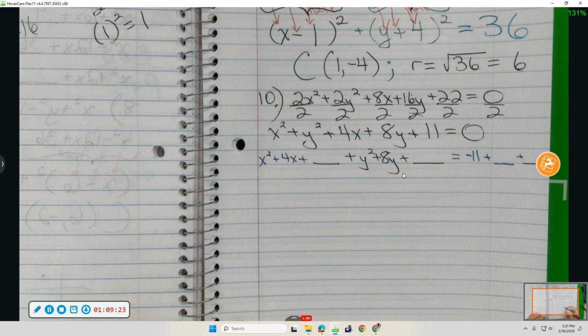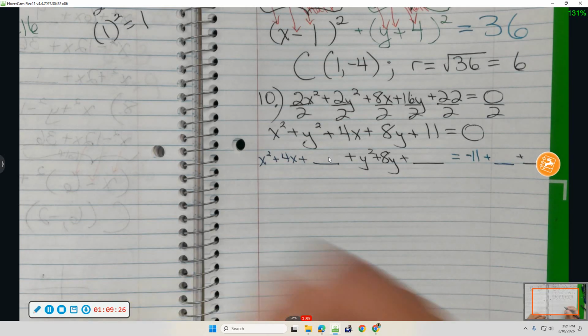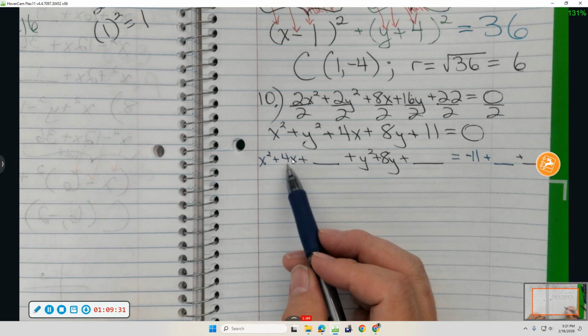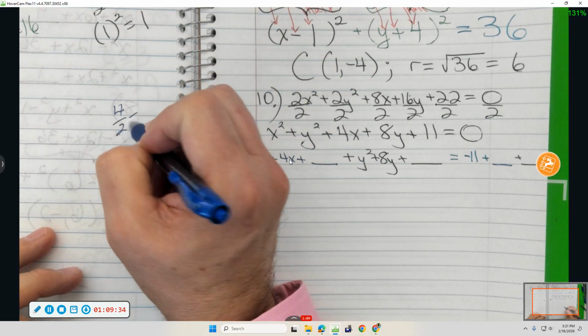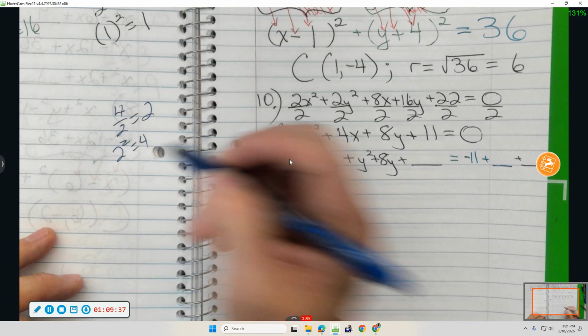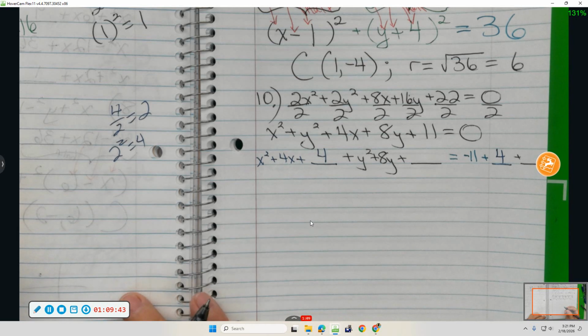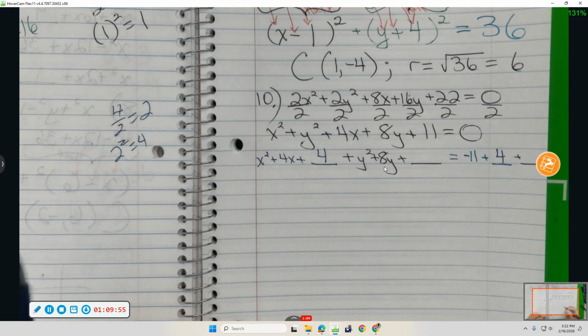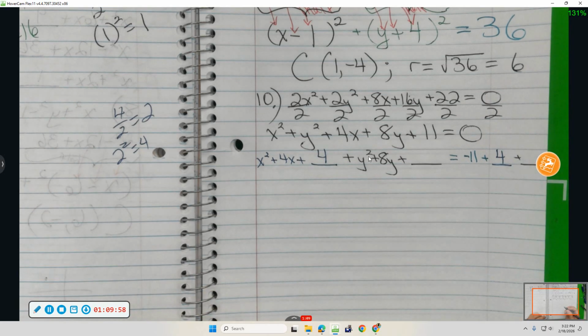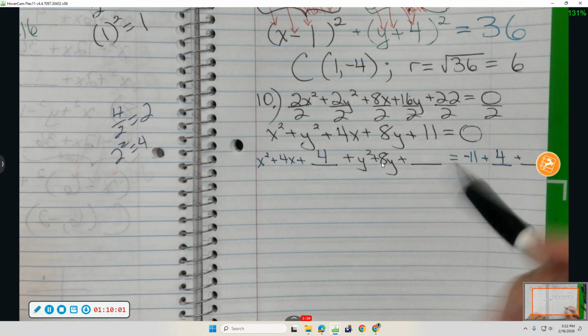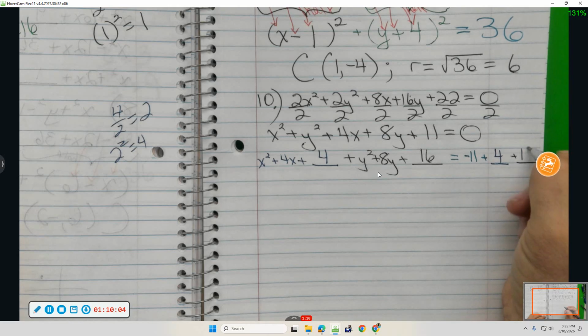What's going to go beside the x squared plus 4x? Remember, it has to be a perfect square. Half of 4 is 2, and then 2 squared is 4. So you put the 4 on the left side, and you add 4 to the right side. What number is going to go beside y squared plus 8y? 16. Half of 8 is 4. 4 squared is 16.